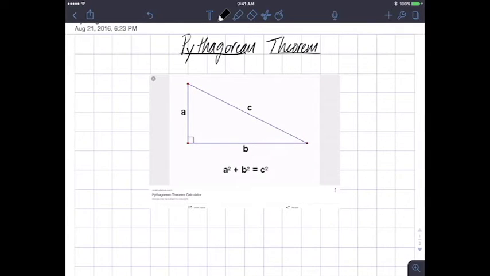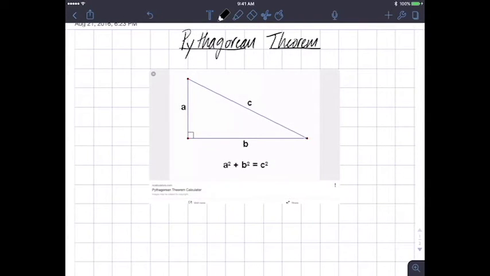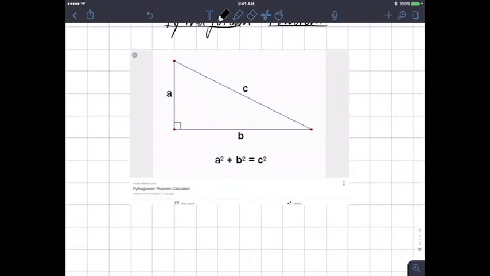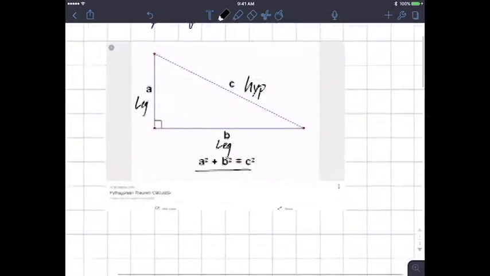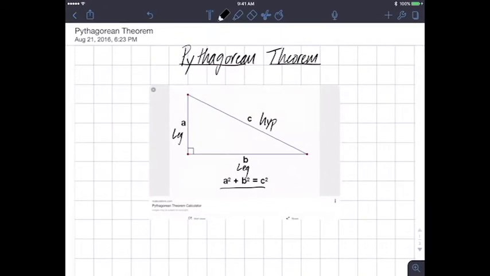Now, the Pythagorean Theorem, as I have a picture of it here, is a squared plus b squared equals c squared, okay? A being a leg, b being a leg, c being the hypotenuse. Just going to write it like that. Okay? Now again, the triangle could be flipped the other way. It's still AB. Where A is and where B is doesn't necessarily matter, okay? Let me fix this here.